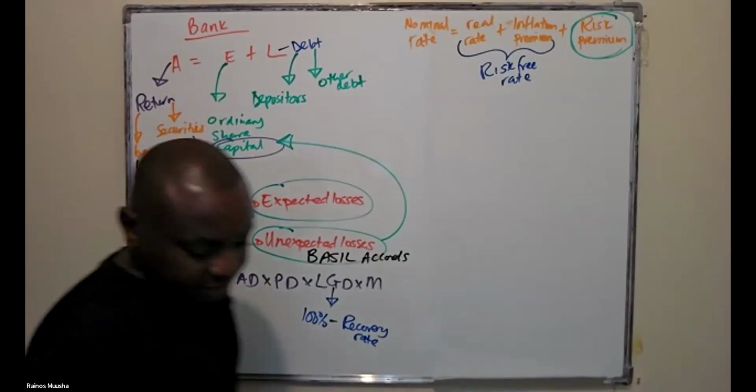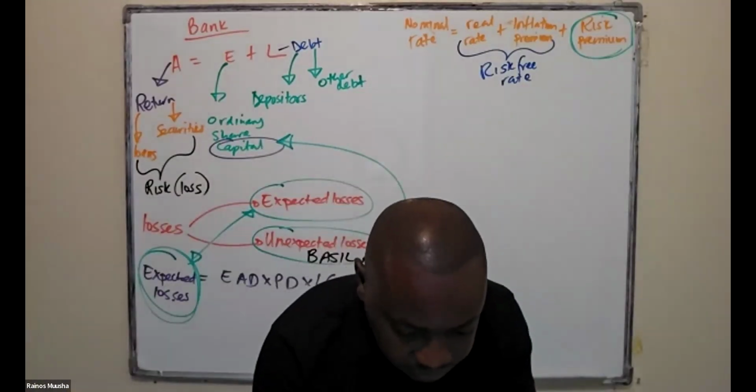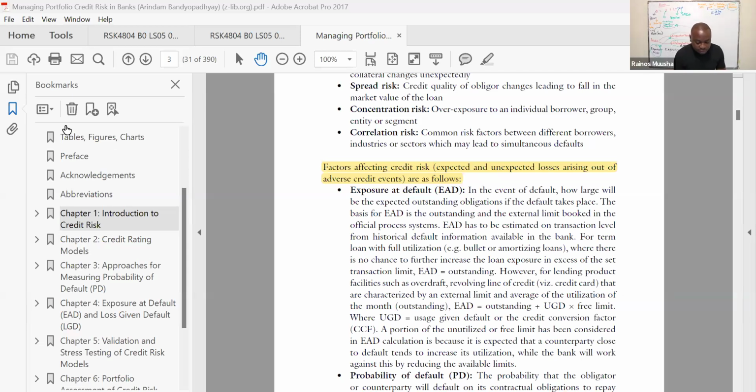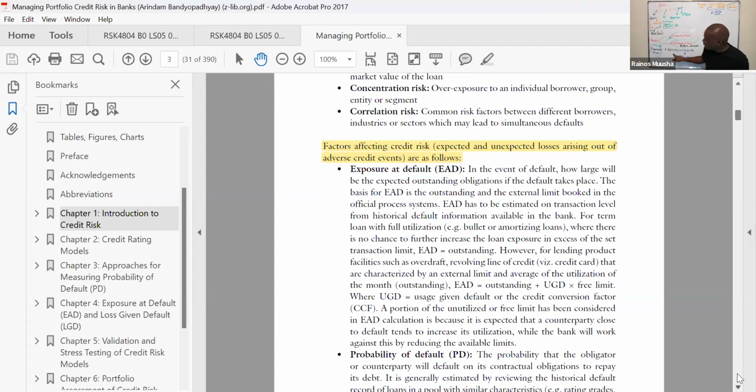So with that in mind, when it comes to catering for the expected losses, remember we said your expected loss is exposure at default multiplied by the probability of default, multiplied by the loss given default, multiplied by M. M is just saying how many years to maturity the loan has. Does the loan have 1 year to maturity? 6 years? Or half a year? That's basically your M. Then your exposure at default is the first component of expected loss.